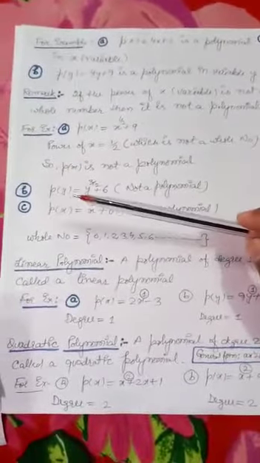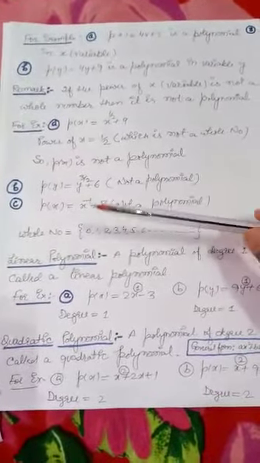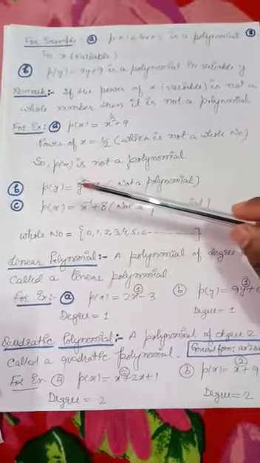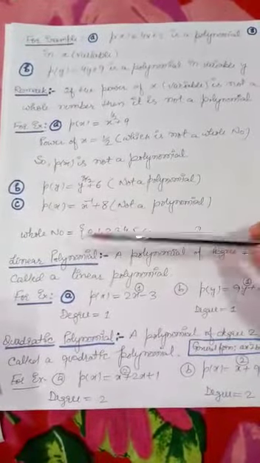Now we take another example b, p(y) is equals to y raised to power 3 by 2 plus 6. It is also not a polynomial because here the power of y is 3 by 2. It is a fraction, not a whole number. That's why it is also not a polynomial.